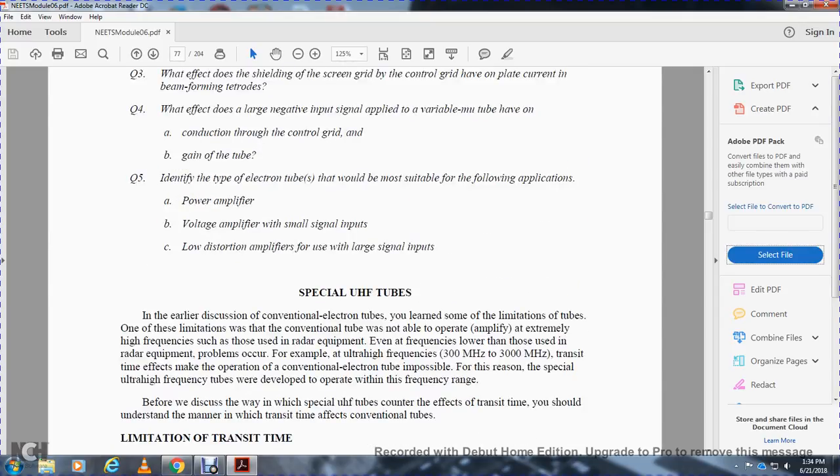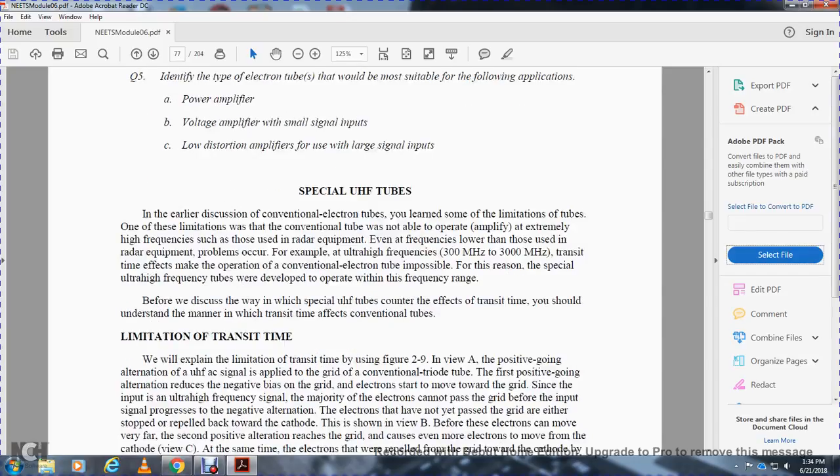Special ultra-high frequency tubes. In the earlier discussion of conventional electron tubes, you learned that one limitation of conventional tubes is that they are not able to amplify extremely high frequencies, so for use in radar equipment, frequencies higher than those used in conventional equipment are needed, and problems occur. Examples of ultra-high frequencies are 300 megahertz or 3,000 megahertz. Transit time effect is the reason conventional electron tubes cannot operate there, and special ultra-high frequency tubes were developed to operate in this frequency range.